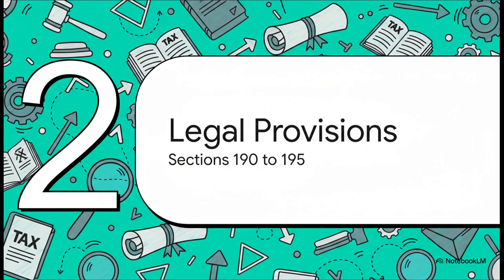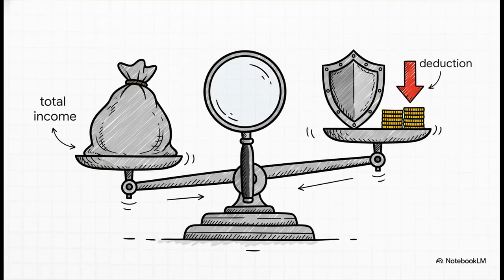Moving right along to Section 2, Decoding the Legal Provisions. Let's see what these sections actually say. We'll kick things off with Section 190. This one is really just about fairness. If your total income happens to include parts where no income tax is payable under the Act, this section steps in to provide some relief. It essentially allows a deduction from your overall tax liability equal to the tax calculated at the average rate on that non-taxable portion. It's just a mathematically fair way to make sure you aren't accidentally paying tax on exempt income simply because it pushed your overall slab higher.